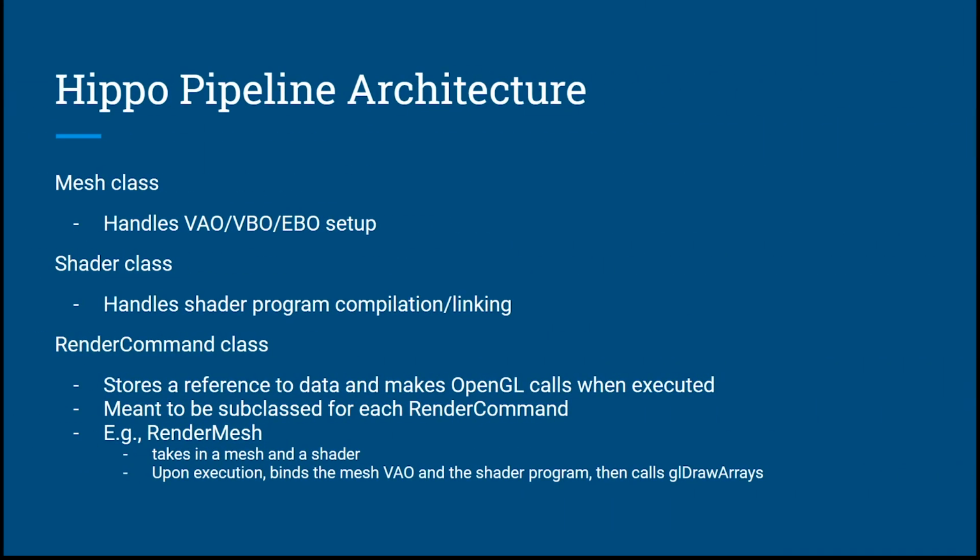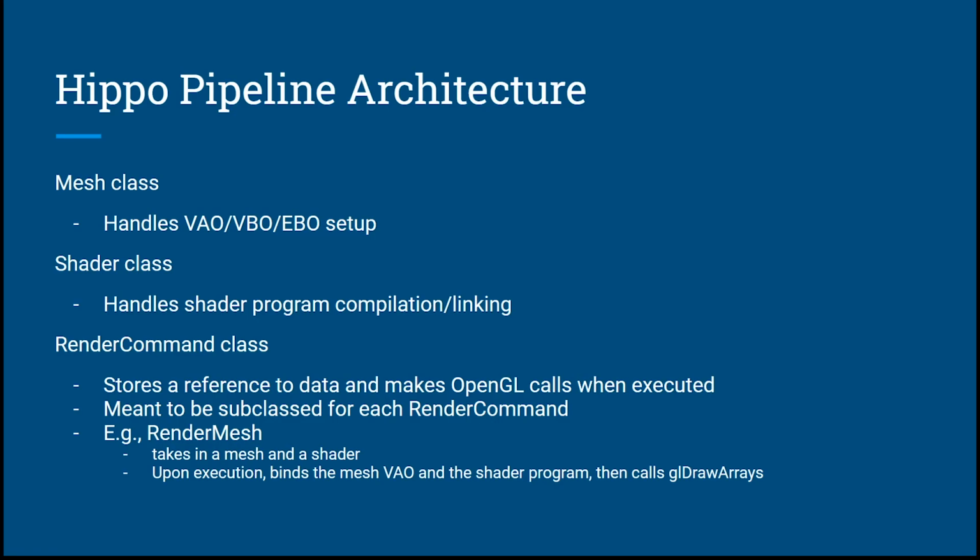So here's what we're going to do. We're going to have a mesh class, which will handle the VAO, VBO, EBO setup with all the raw data that comes into a mesh, right? We'll have a shader class, which will handle shader program compilation and linking. So shaders like the vertex shader and the fragment shader, they're just like little programs, right? And you have to compile them and link them in OpenGL before you can start using them. We'll have a shader class that can handle all that for us.